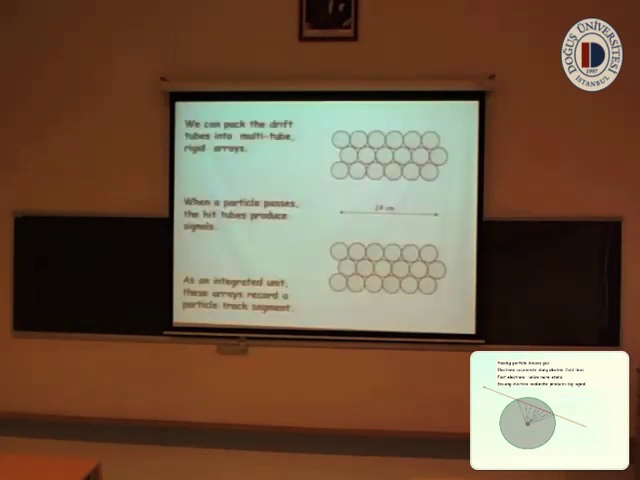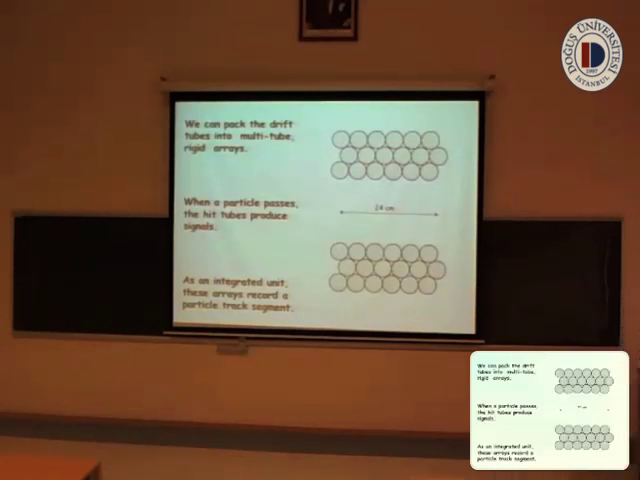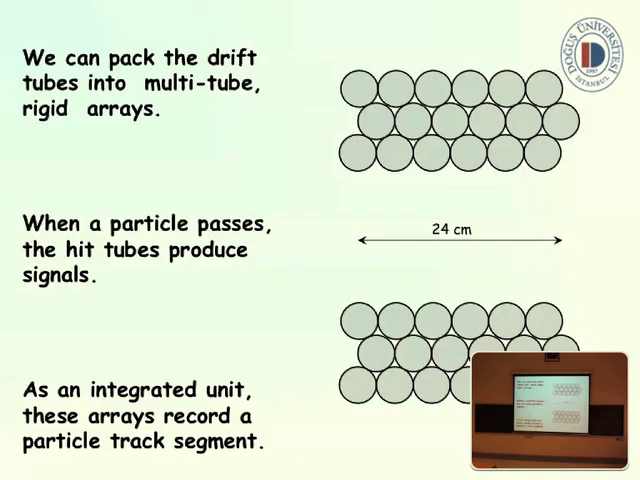Okay, so we can pack the drift tubes into multi-tube reading arrays. We see tubes here, and then we put the tubes together. Why do we want to do it? Any idea? In principle, if a particle passes through one tube, we know the location where it happens, right? So if you put the detector tubes together, in principle we can really follow the trajectory of the particle, right?